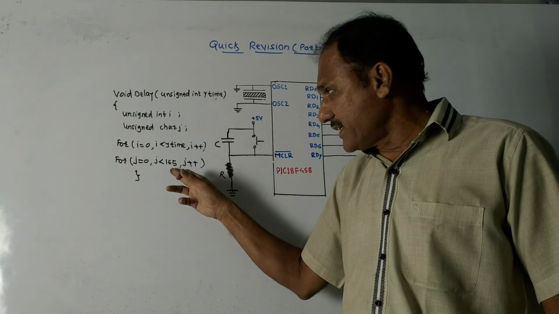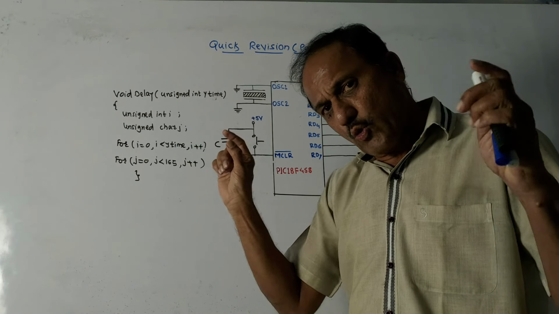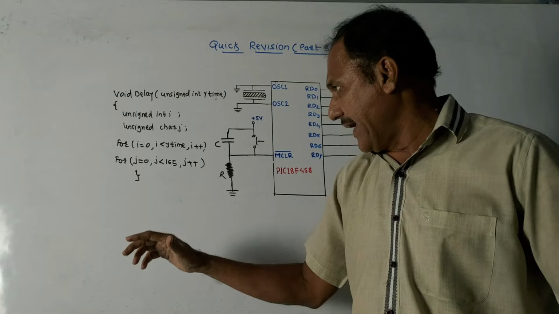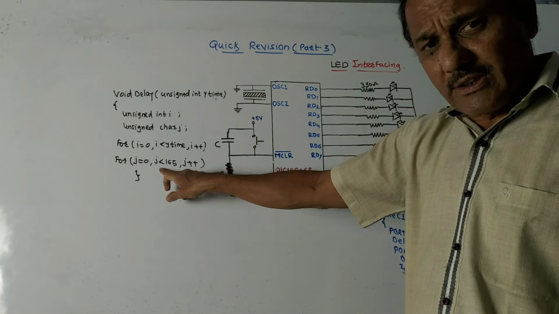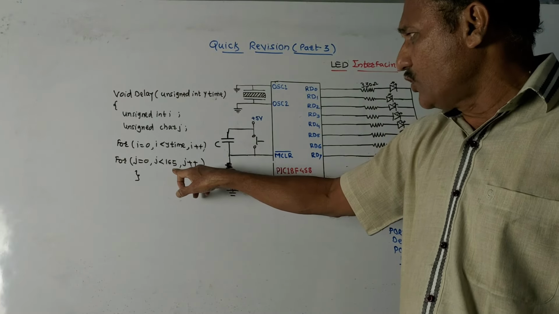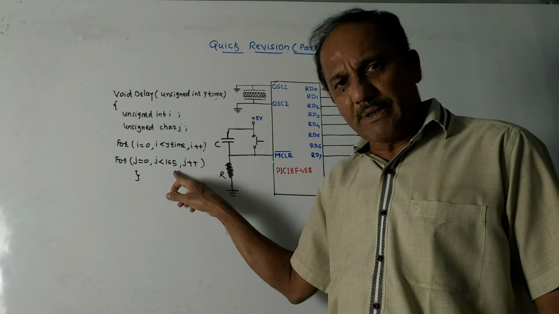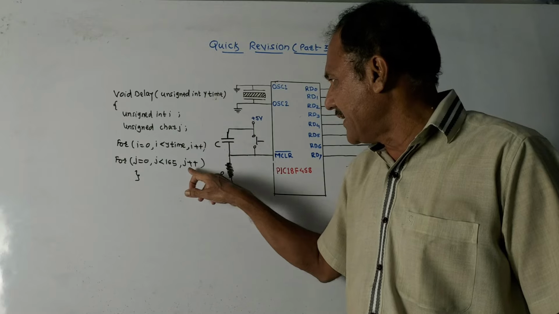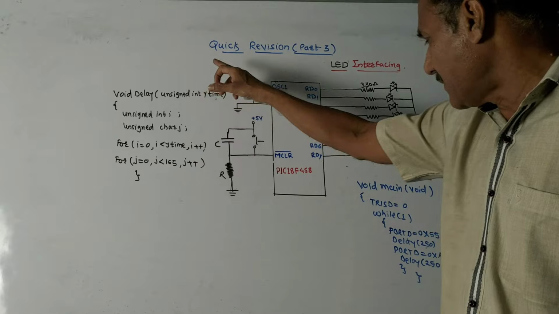From where did we get this value? This is related to a 250 millisecond delay. It depends on the compiler. Let us say this value 165 corresponds to a 250 millisecond delay, and j plus plus. This is the delay subroutine.